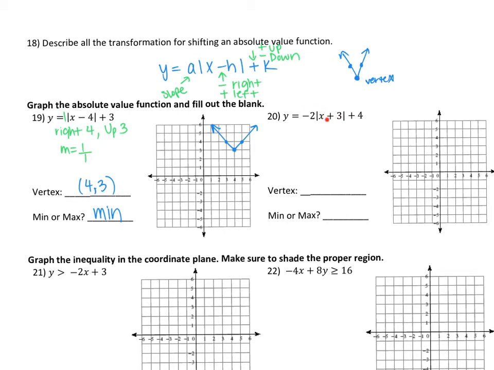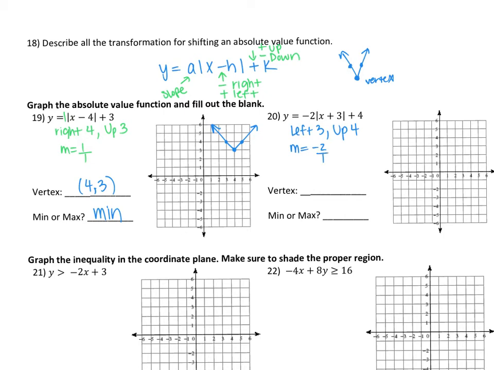So 20 here has a +3 on the inside. So positive means left. So I'm going to write left 3. This 4 here is a +4, and it's on the outside, so this is up 4. And it looks like we have a slope of -2, so our slope is going to be -2 over 1.